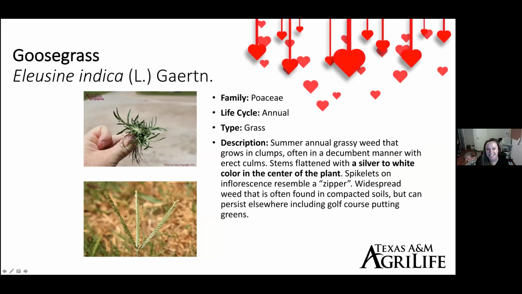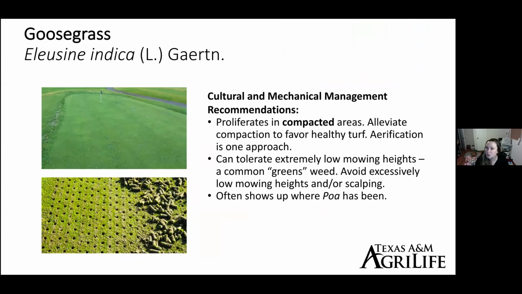In terms of identification, it has a fairly distinctive kind of silvery or white center, a lot of times in the middle of the plant from where the goose sat on it. It also has a pretty distinctive zipper seed head, but we won't see that a lot of times until fairly late in the season. And so this is going to be another summer annual. It is one that is able to tolerate really low mowing heights.